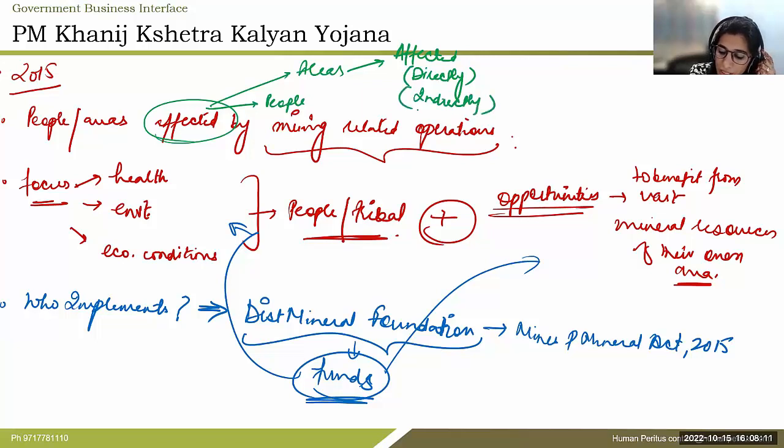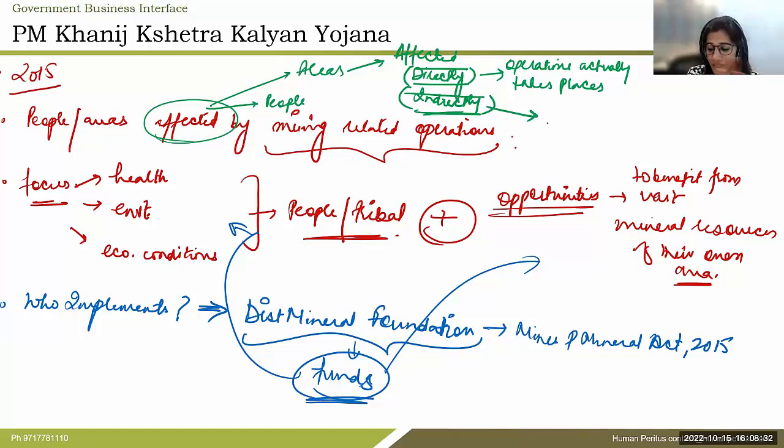The areas which are directly affected are where the activities and operations actually take place. And indirectly, the people who are living around get health issues. They also get a bad environment.